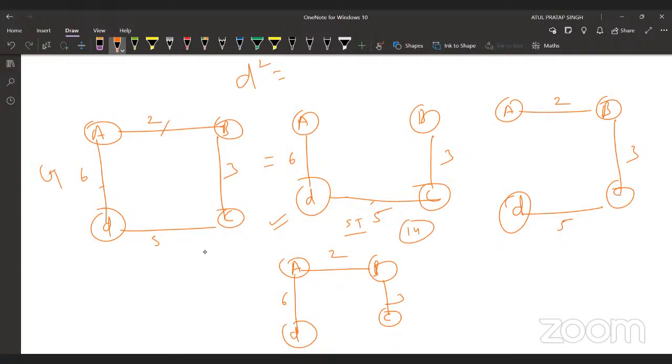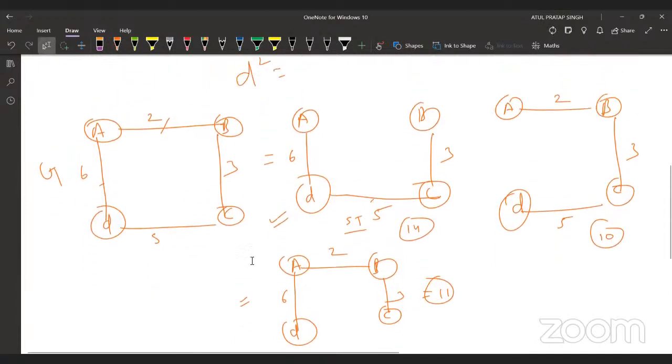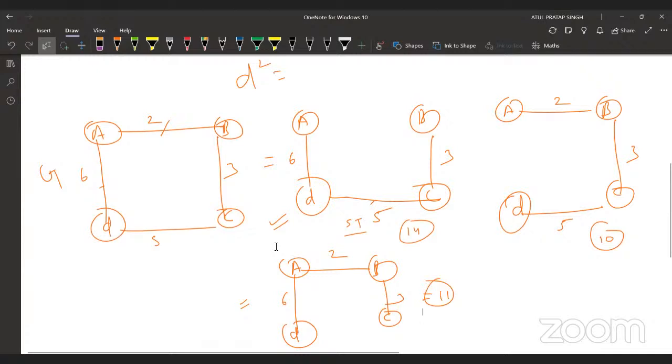If we add the weights for this spanning tree, 2 plus 3 plus 5, this is 10. For this one, 6 plus 2 plus 3, so 6 plus 2 is 8, this is 11. Okay, so more possible spanning trees are there. The spanning tree which contains the smallest total weight on the edges is called the minimum spanning tree. So for example, if these are all the possible three spanning trees for this graph, we can see that this is the minimum spanning tree.